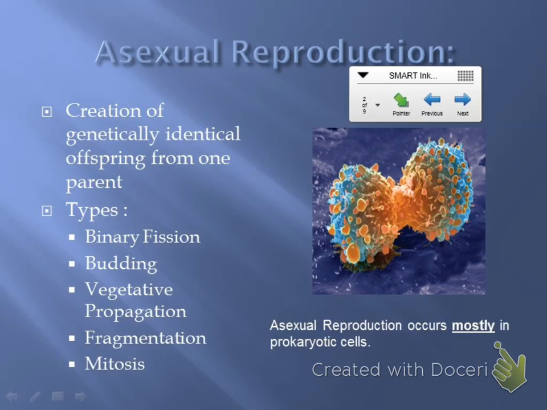There are several types of asexual reproduction. We have binary fission, we have budding, vegetative propagation, fragmentation, and mitosis is also an example of asexual reproduction. Asexual reproduction occurs mostly in prokaryotic cells. There are other forms of life that go through asexual reproduction too, but it's mostly in prokaryotic cells. Remember that prokaryotic cells are cells that do not have a nucleus, they do not have all the organelles. These are things like bacteria.